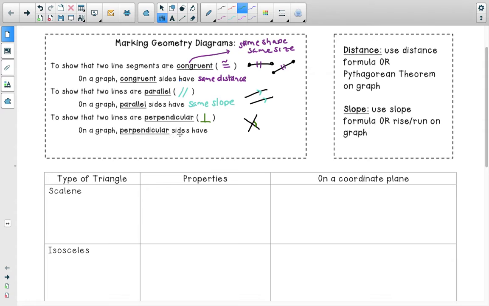On a graph, perpendicular sides have opposite, that means one positive, one negative, reciprocal slopes. So 3 over 5 is a reciprocal of 5 over 3. So again, we're going to look at the slope. So change in y over change in x. As a reminder, slope is change in y over change in x.